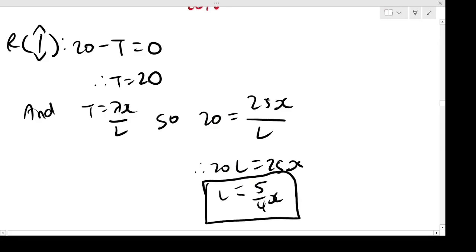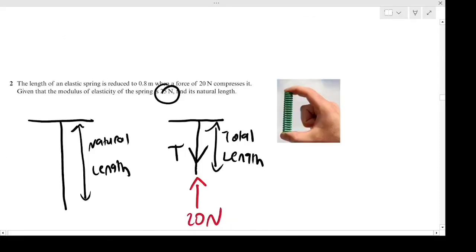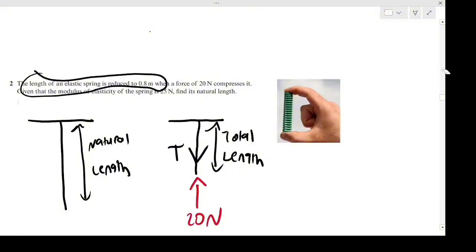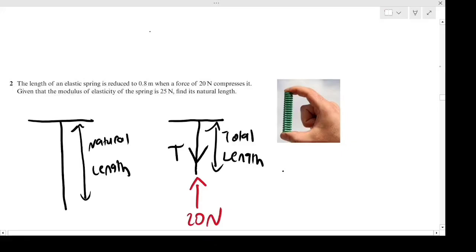So if we want to find the natural length L, we're going to need to find x first, the compression. What we were also told is that the length of the spring is reduced to 0.8 meters. That's telling me after compression, the spring is now just 0.8 meters, which is my total length here. So this is 0.8 meters.